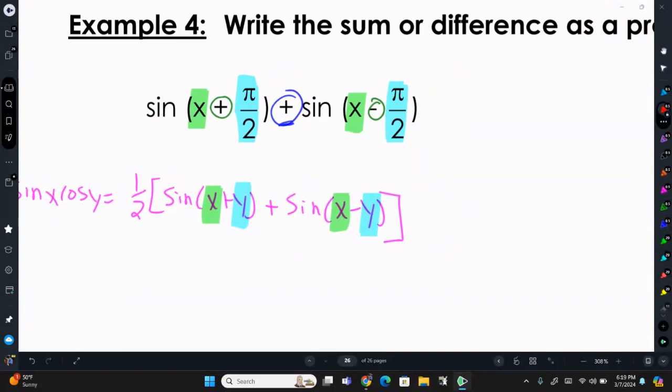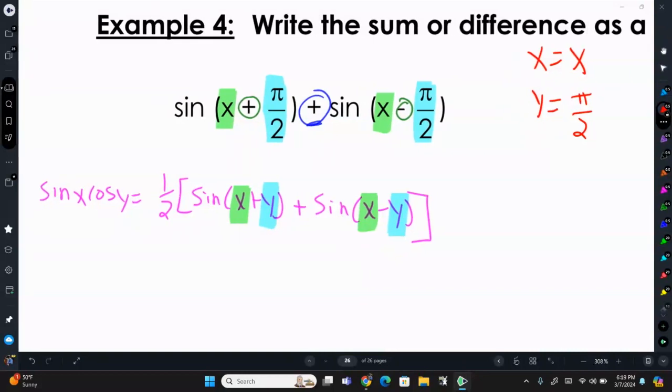So I'm going to write this over here that in our formula we need an x and a y. X is equal to just x, and y is equal to pi over 2. Now we have to account for this pesky 1/2 in front. We don't have that right here. So what that means is that we're going to have to put a 2 in front of our answer to counteract that 1/2.